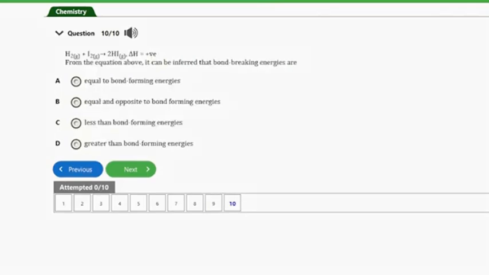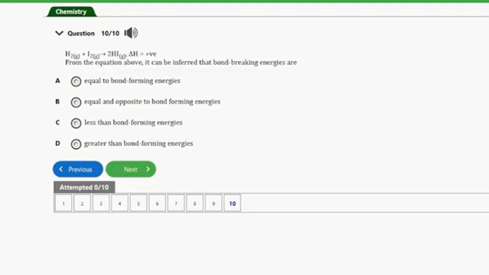So let's consider question number 10 here. The question says, alright, here we have an equation of a reaction. It's hydrogen gas reacting with iodine gas to form hydrogen iodide, which will also be in gas form. From here, the delta H is positive. And then the question says, from the equation above, it can be inferred that bond breaking energies are A, equal to bond forming energies, B, equal and opposite to bond forming energies, C, less than bond forming energies, D, greater than bond forming energies.